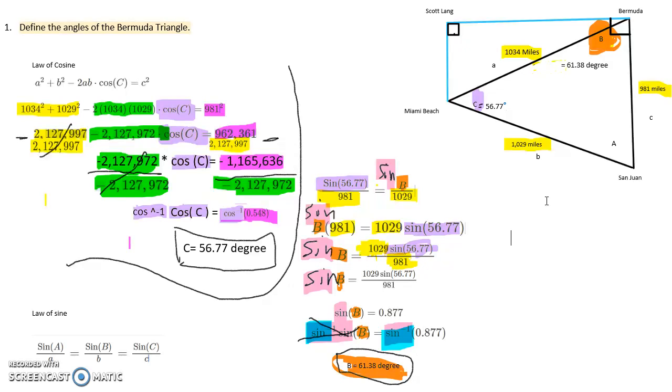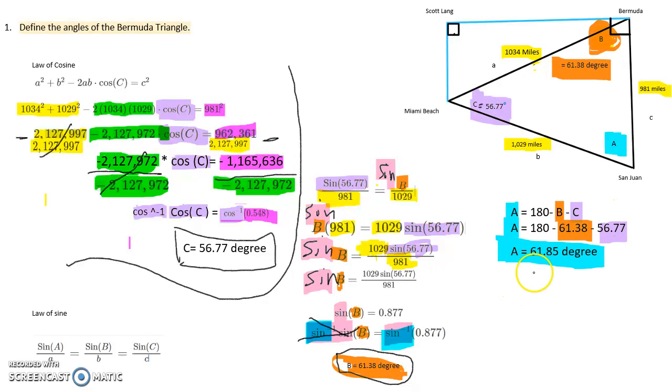So our next step is to find A by using the sum of the triangle angles equation. So angle A would equal 180 minus angle B minus angle C. And if we put all the values of angle C and angle B into this equation, the equation should look like this. And if we plug it into the calculator, angle A should have the sum of 61.85 degrees.